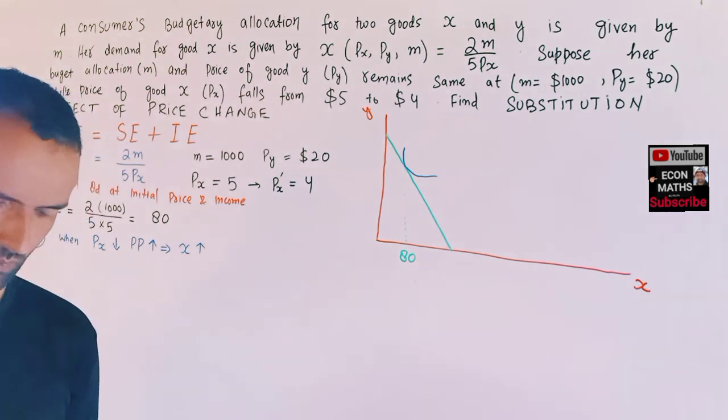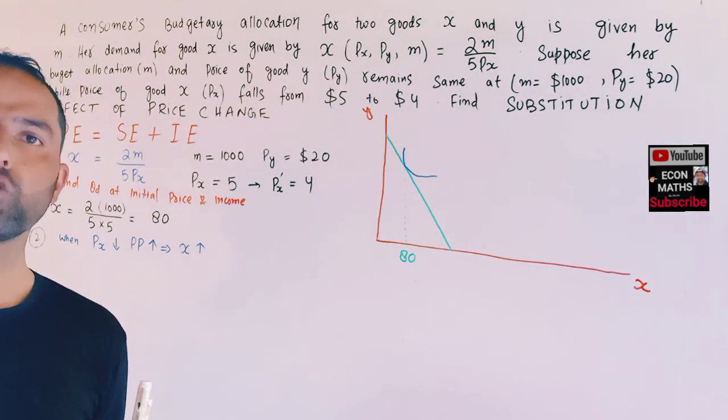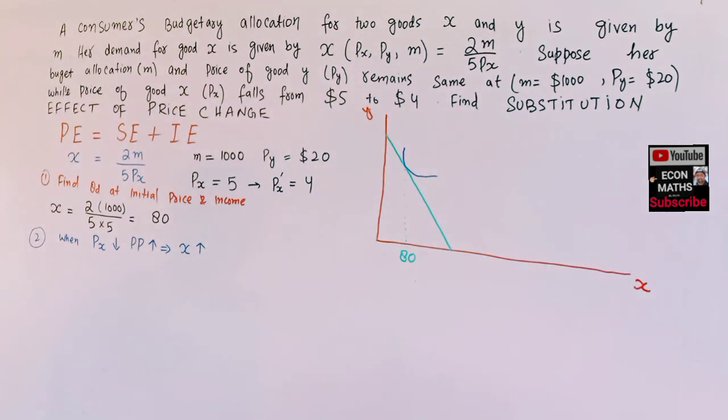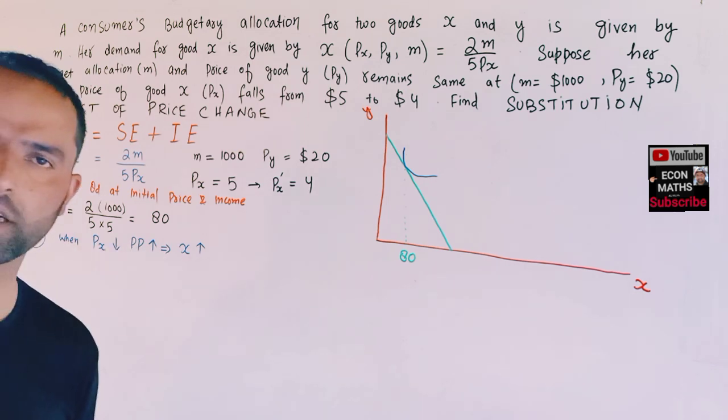That means we need to find out the change in income. Let me repeat it again. When the price of good X has fallen, the purchasing power of the consumer has increased.